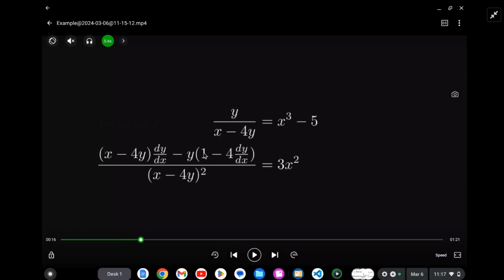So it's the denominator times the derivative of the numerator, dy/dx, minus the numerator, y, times the derivative of the denominator. The derivative of x is 1, and we have -4 times dy/dx. It's in terms of x, right? And then over the denominator squared, and differentiating the right side, we just have 3x squared.